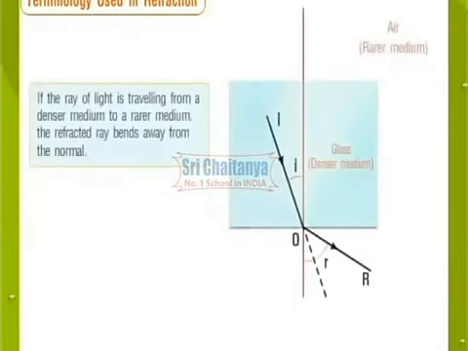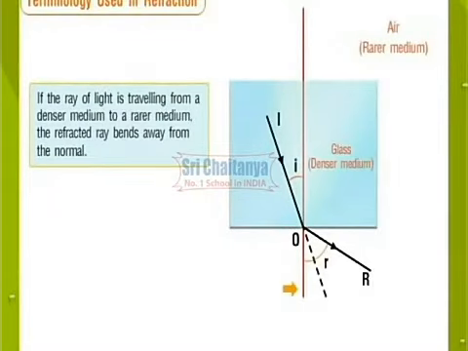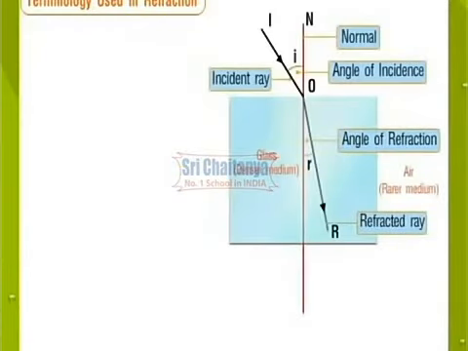If the ray of light is traveling from a denser medium to a rarer medium, the refracted ray bends away from the normal. Here, IO is the incident ray, OR is the refracted ray, i is the angle of incidence, and r is the angle of refraction. In this case, angle i is less than angle r. For definitions, click on the labels.